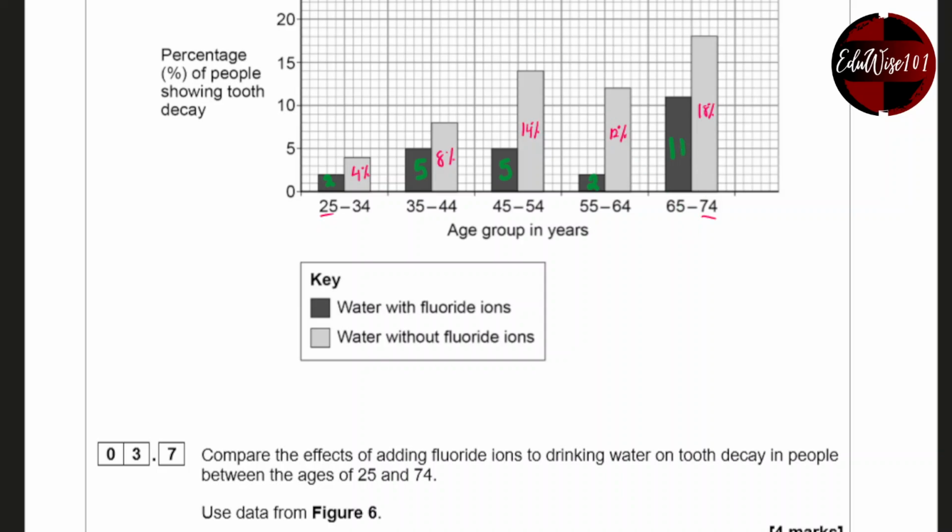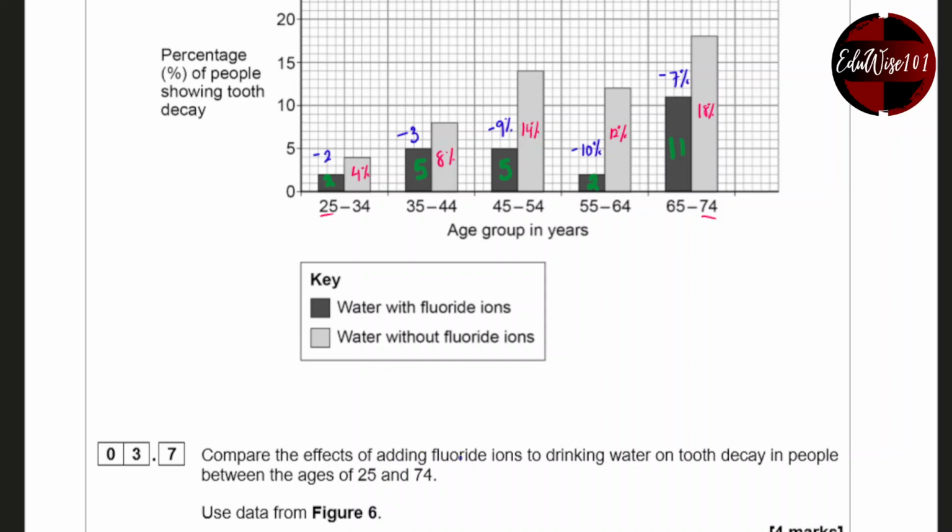So what is the change in percentage? Between the ages of 25 and 35, without fluoride, it's 4%. With fluoride, it's gone down to 2%. So that's minus 2%. It's decreased by. Here, it's minus 3%. And that's minus 9%. And that's minus 10%. And this is minus 7%.